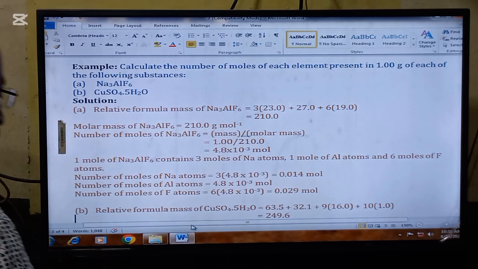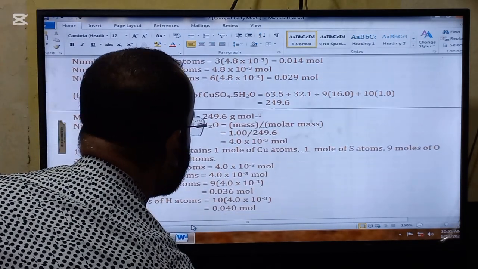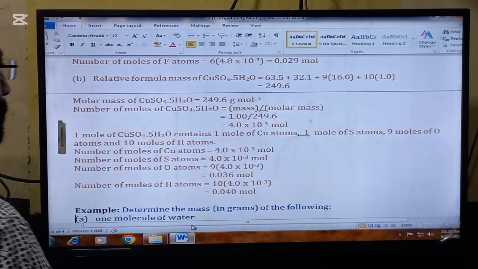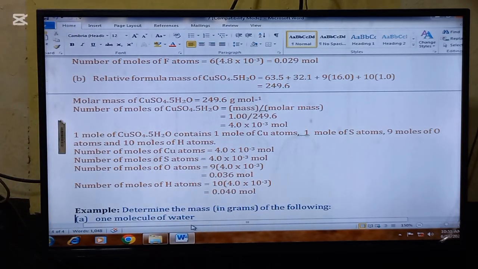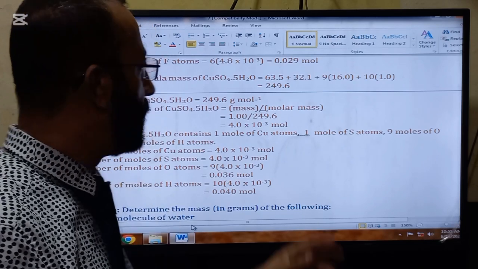The same method will be used in the second part as well. So here is the question. You may see it, solve it by yourself at home and tally the answer.